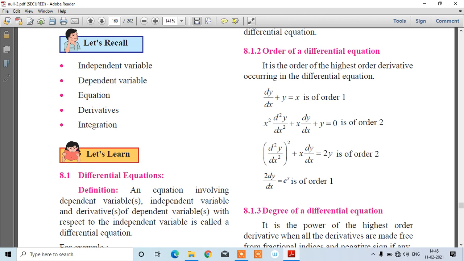Then the third one is, suppose (d square y upon dx square) bracket square plus x into dy by dx is equal to 2y is given to you. Then here in this case also the order of the differential equation is 2. Just see the highest order derivative which is occurring in the differential equation. So here it is d square y upon dx square, so the order is 2. And the last one, 2 times dy by dx is equal to e raised to x. Then in this case dy by dx means first order derivative is involved, so that's why the order of this differential equation is 1. Okay, so this is all about the order of a differential equation.